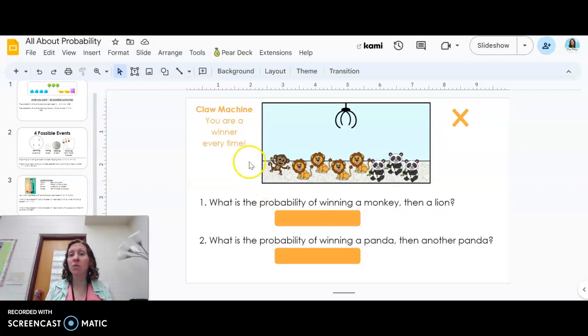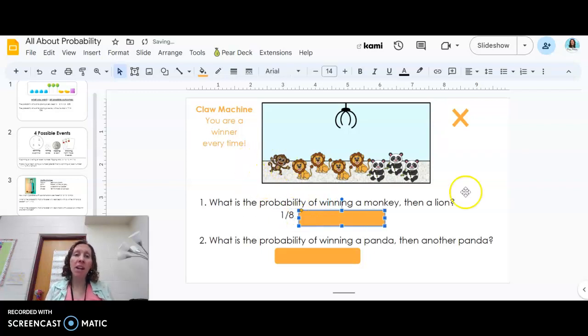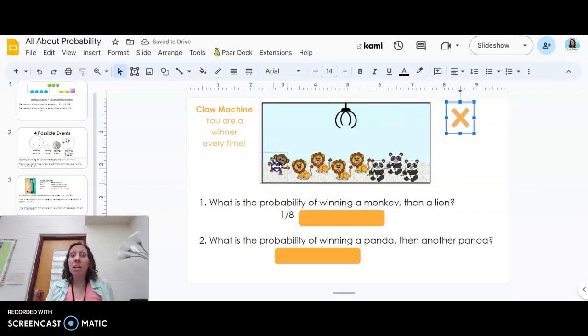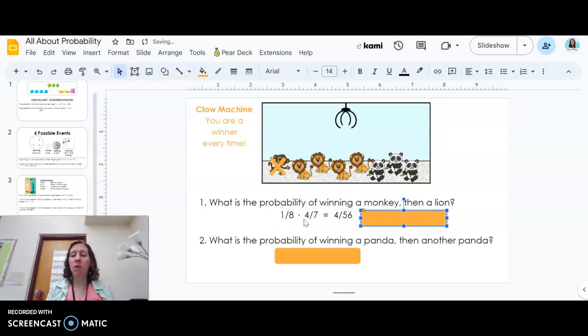All right, so the monkey is one of the 8 animals. So our first fraction would be 1/8. And you get to keep that monkey. You're not going to put it back in, so I'm going to cross it off. That monkey is no longer there. Now the chances of winning a lion are 4 out of 7. There's no longer 8 animals in the claw machine. There's only 7. So our second fraction would be 4/7, and then you would multiply straight across to get your answer. And then simplify. I just didn't for this one.